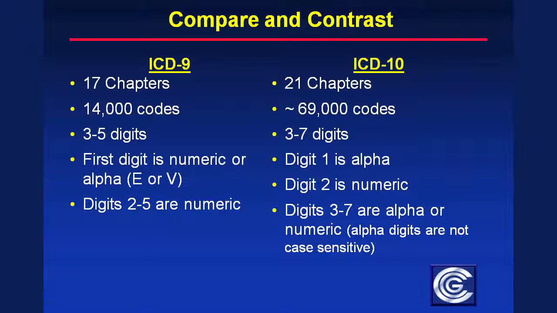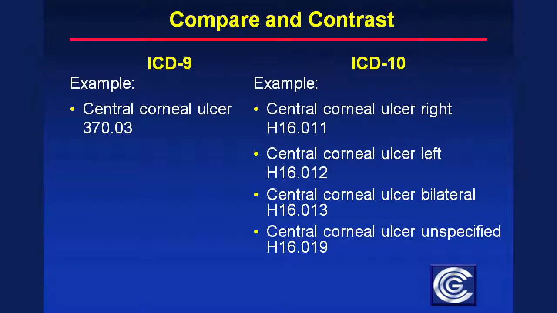ICD-10 contains 4 more chapters than ICD-9 and about 5 times as many codes. The codes are longer, 3 to 7 digits instead of 3 to 5 digits. And the characters and numbers within the codes are organized differently. Here is an example of how the two coding systems differ. Within ICD-9, there's a single code to describe central corneal ulcer, 370.03. Within ICD-10, there are 4 codes, one for the right eye, one for the left eye, one for both eyes, and one where the chart note does not specify which eye.